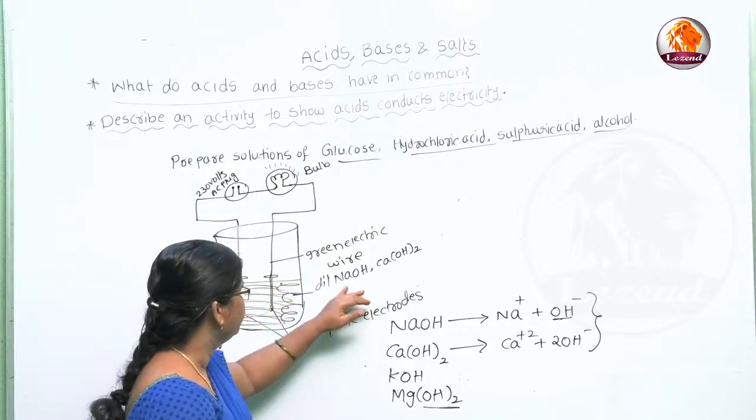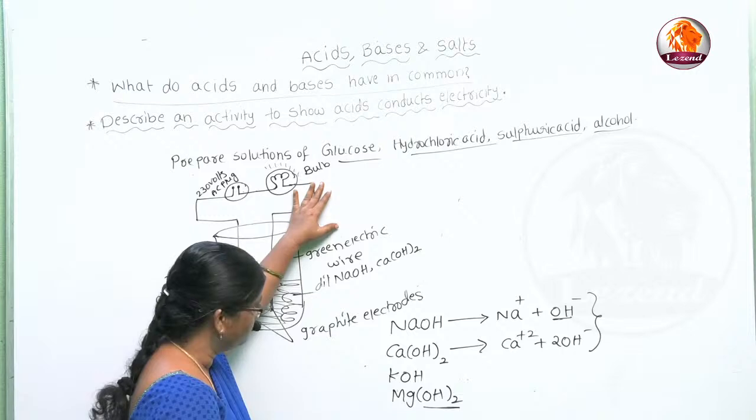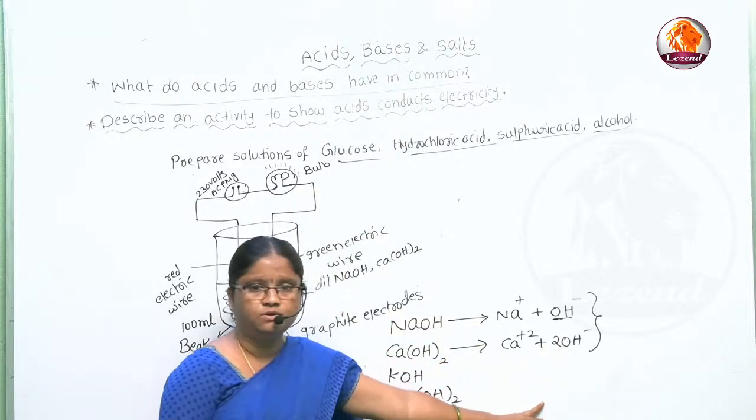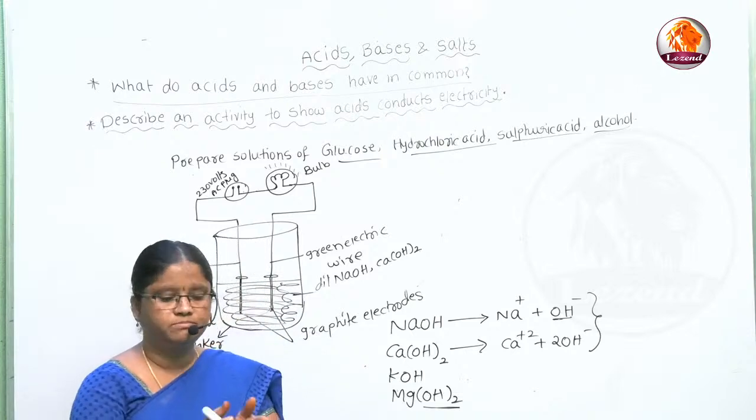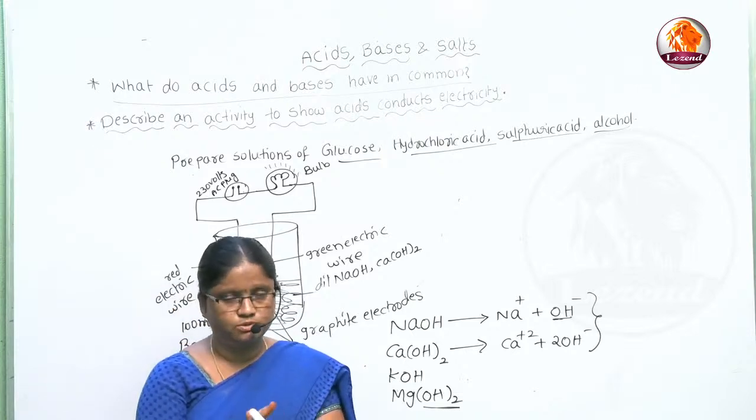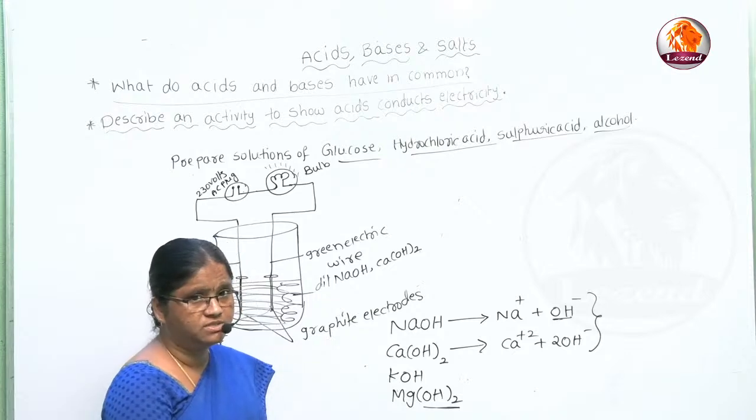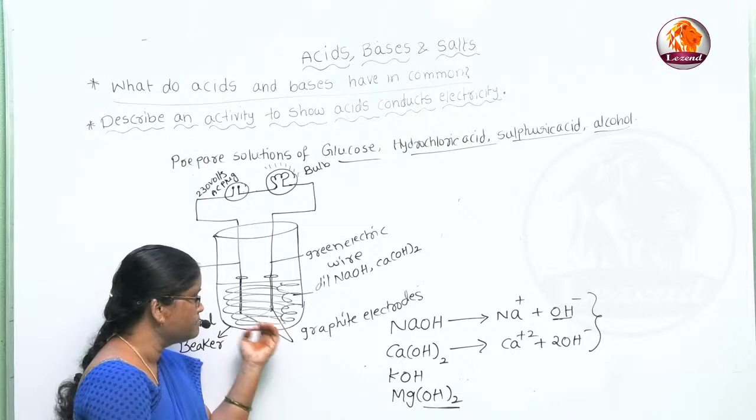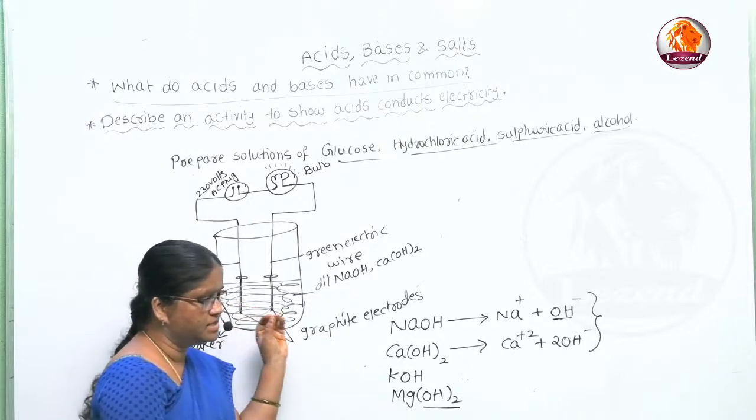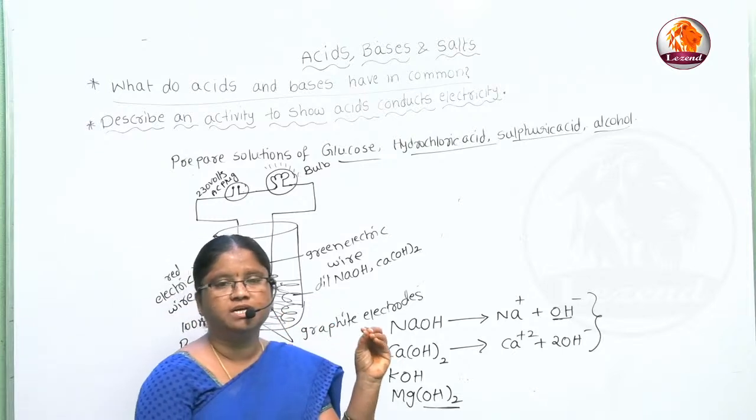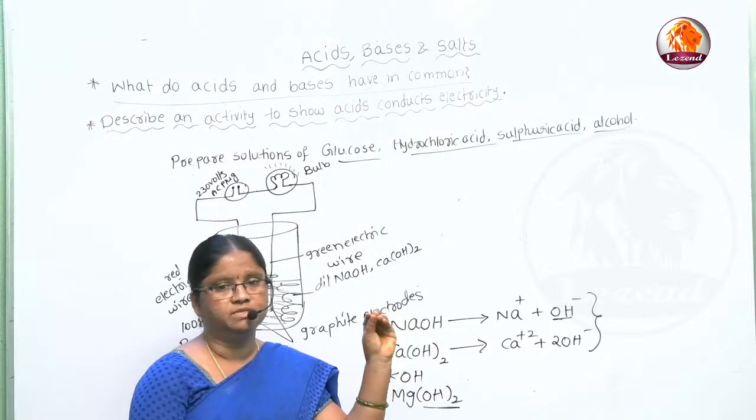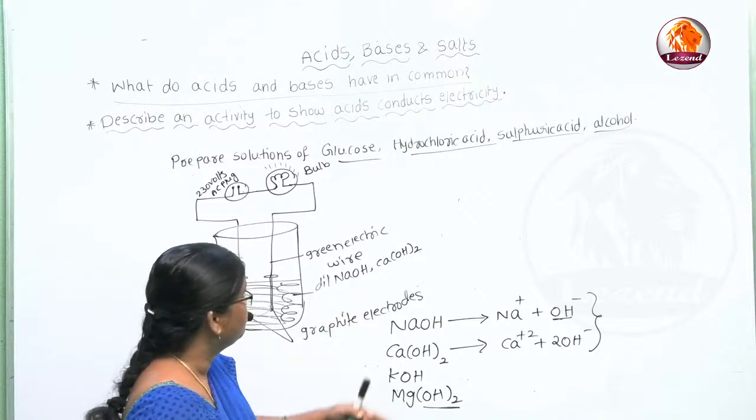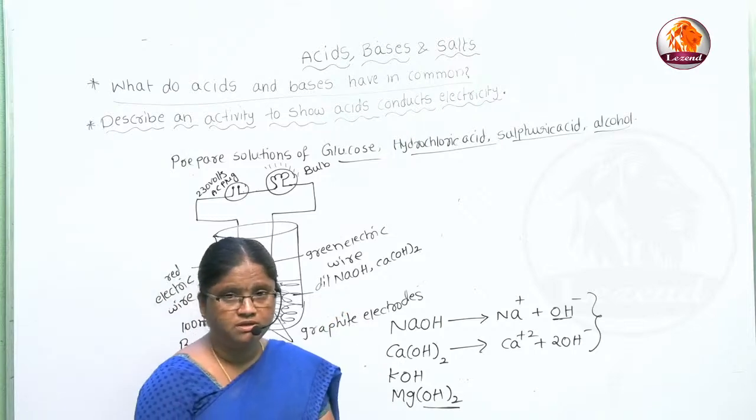By taking the basic solutions also, we have to observe every time and confirm that hydroxide ions are only responsible for the basic property of the solution. The movement of hydroxide ions takes place when electric current passes through these electrodes into the solution. The movement of hydroxide ions is responsible for the flow of electric current to glow the bulb. In the circuit we have to observe. So in this way we have to confirm, what do bases have in common?